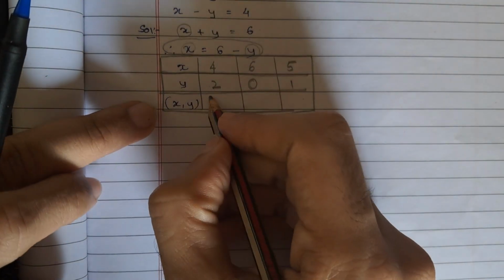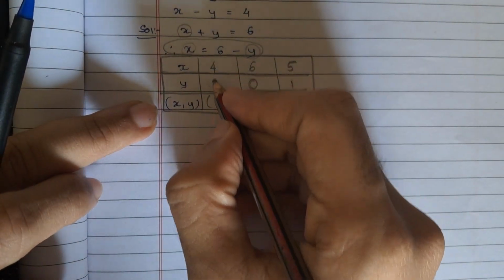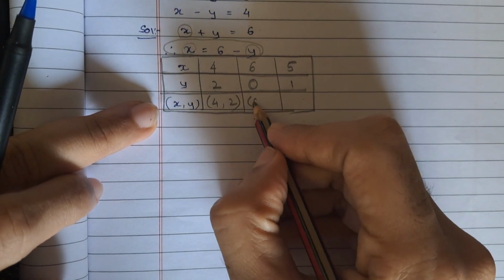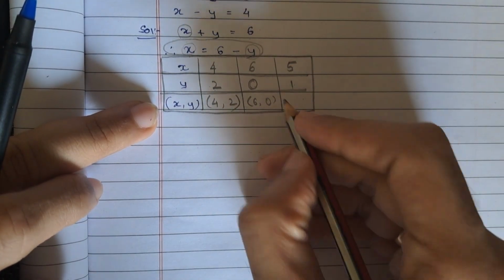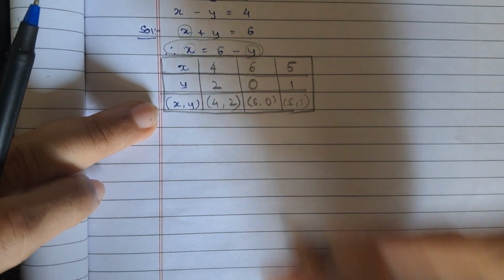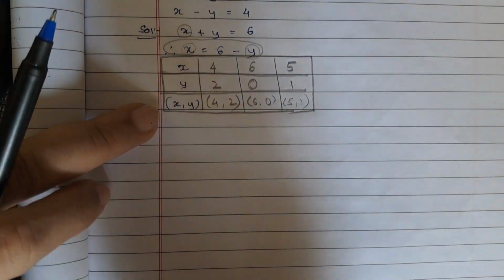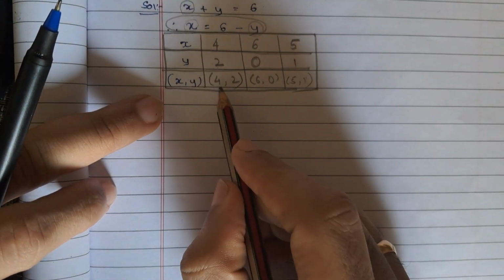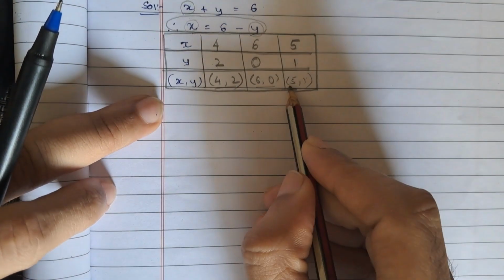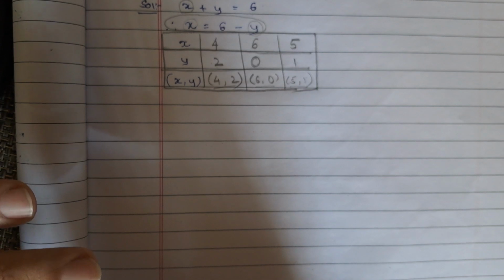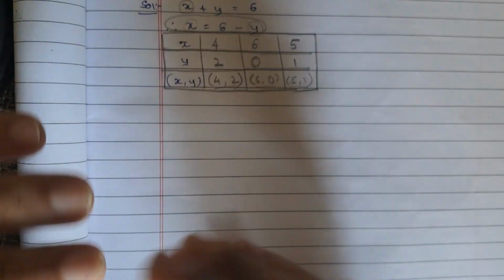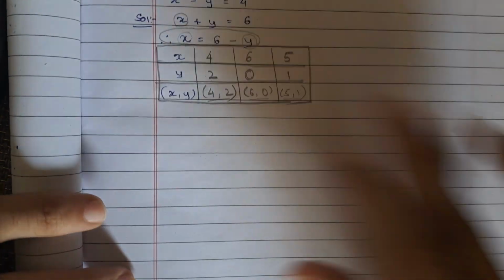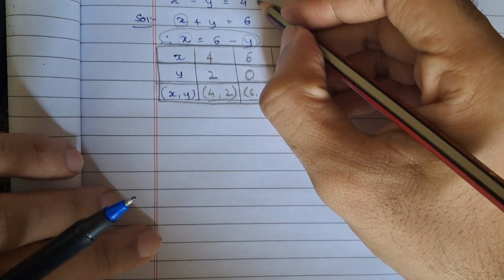Okay, so we have three sets of values. Let me write them: 4 comma 2, 6 comma 0, and 5 comma 1. I'm sure you might have done such an activity in your lower classes as well. The ultimate aim of getting three sets of such numbers is to plot a line graph on the graph paper. We'll do it later, but let's focus on the other equation also.